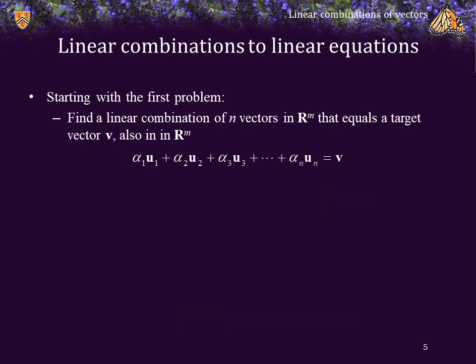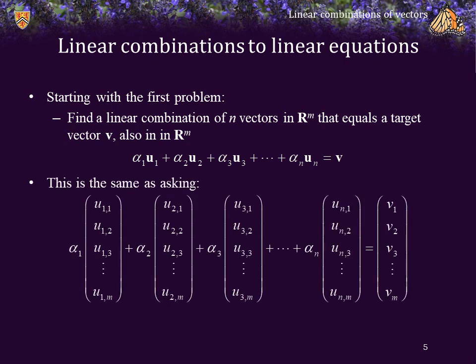Starting with the first problem. Find a linear combination of n vectors in R to the m that equals a target vector v also in R to the m. Well, let's just replace each of those vectors with vectors showing the actual entries. So, the entries of the vector u1 are u sub 1,1, u sub 1,2, u sub 1,3, and because u sub 1 is in R to the m, this goes down to u sub 1,m. The target vector is, of course, the entries v1 through vm.